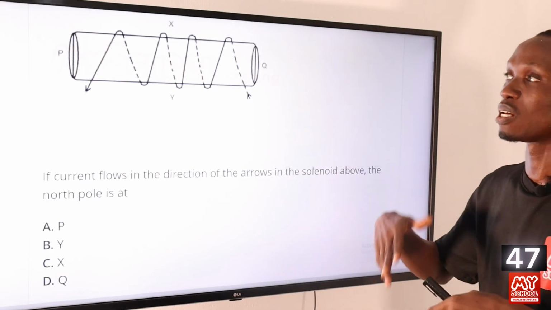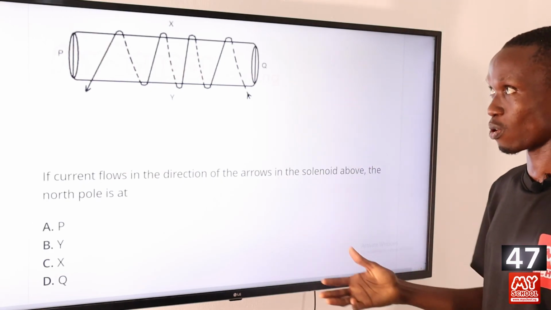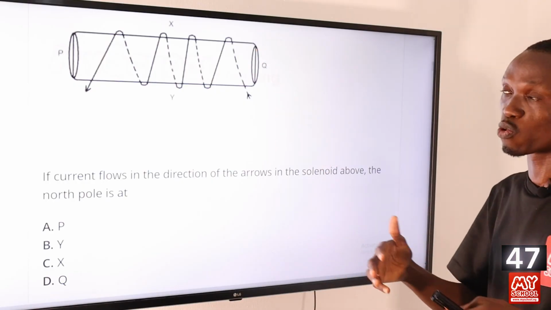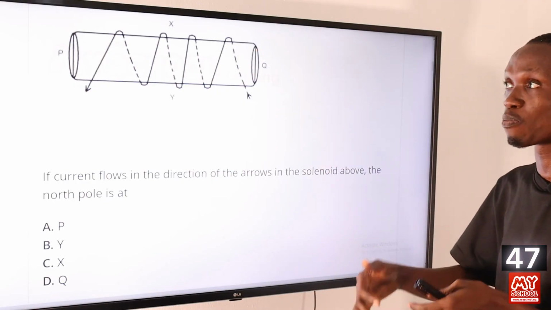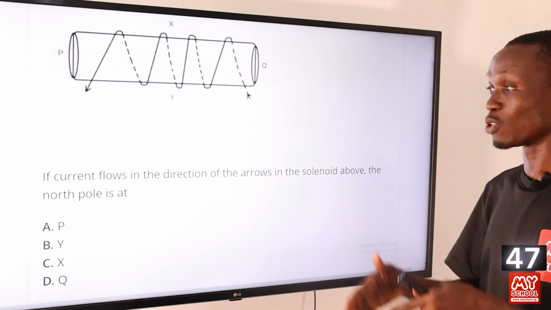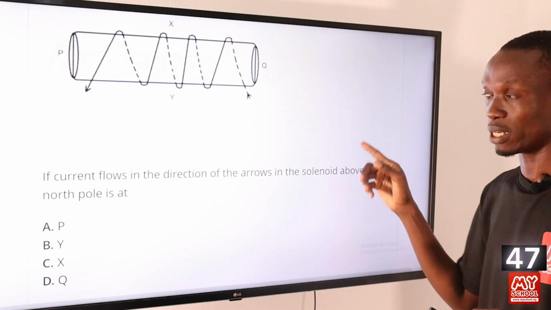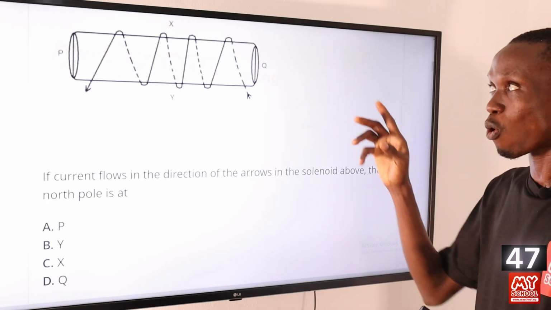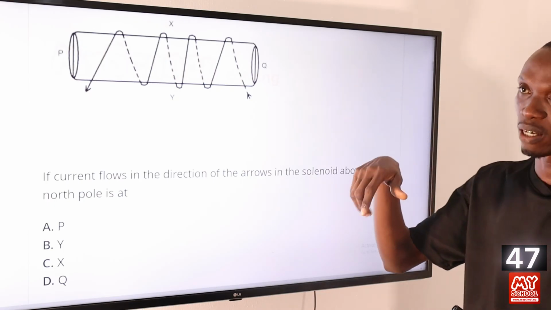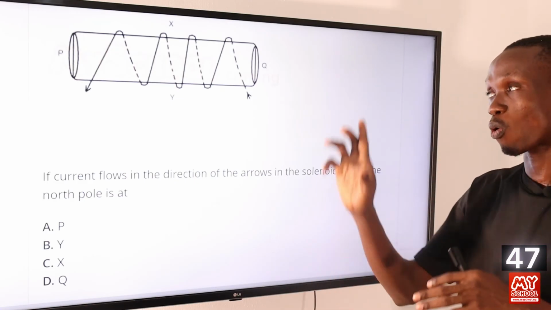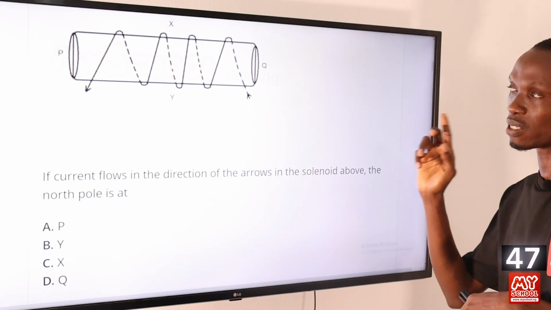Okay, but this is not a live solenoid, so we can use the right hand rule. We can use the right hand grip rule to determine the direction of the North Pole. Or we can as well just look at the direction of flow of the current. So if the direction of flow of the current is anti-clockwise, then we just know that it is the North Pole. But if it is clockwise, then we just know that it is the South Pole.